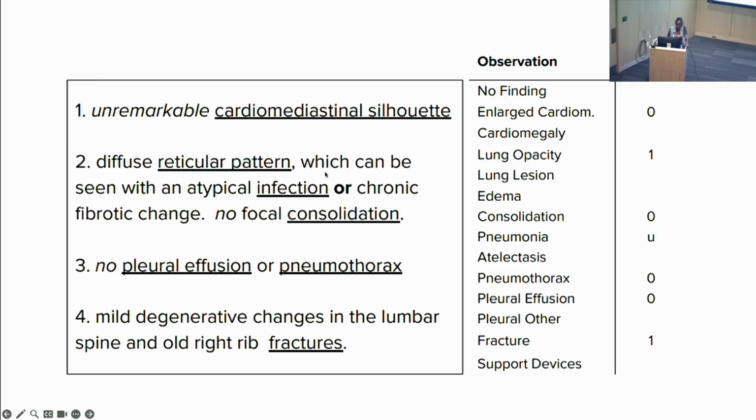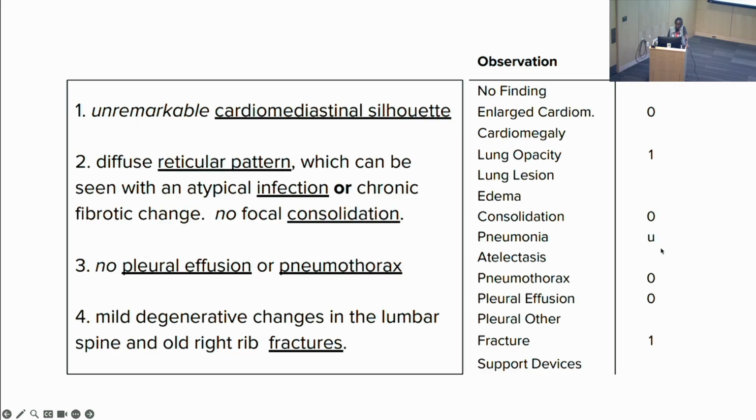Diffuse reticular pattern, which can be seen with a typical infection or chronic fibrotic change, no focal consolidation. So this is that type of report where you're not confident, and so you can see consolidation gets 0, but there's a lung opacity based on this that gets 1, and then no pleural effusion or pneumothorax, so pleural effusion and pneumothorax get 0, and then because of the hedging a little bit for pneumonia, it gets an uncertain label.